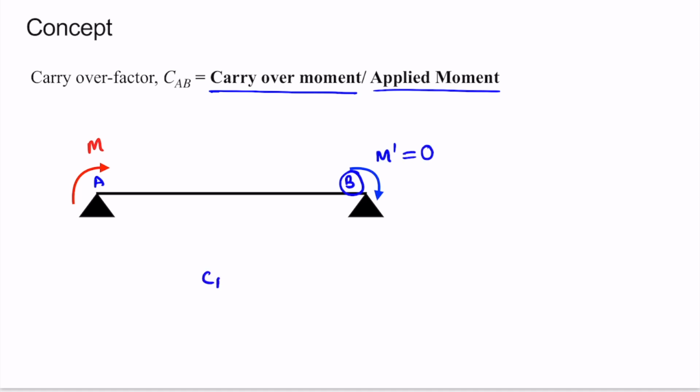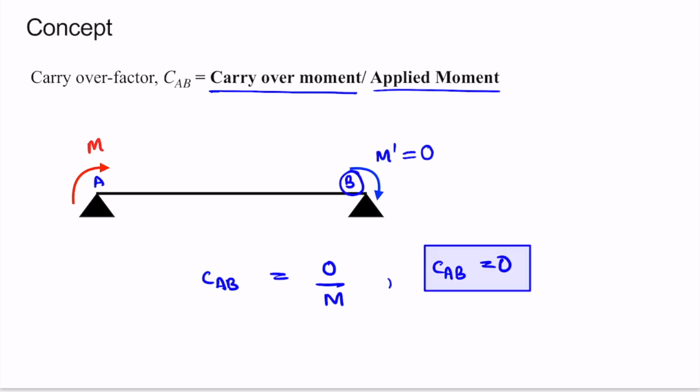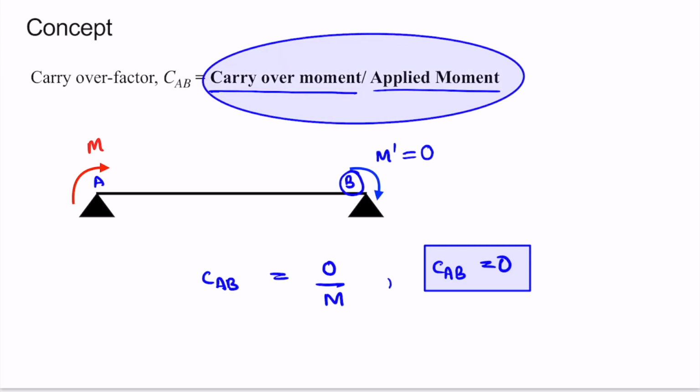So carryover factor for this simply supported beam will be carryover moment, which is 0, divided by the applied moment M. CAB for the simply supported beam will be 0. So this is the basic concept of carryover moment. Carryover factor is defined as carryover moment divided by the applied moment. Now we'll see how to find the solution for our problem.